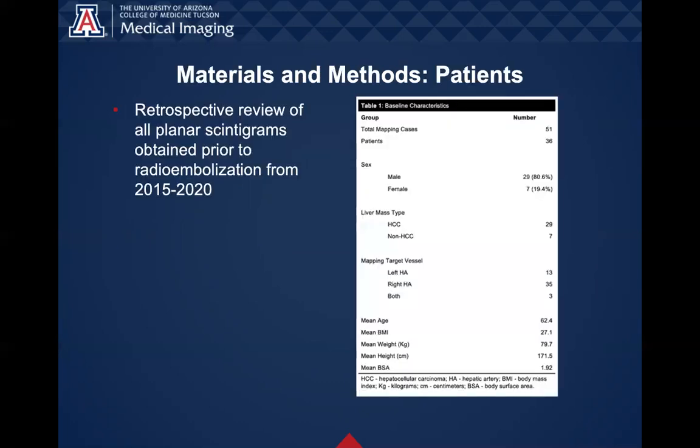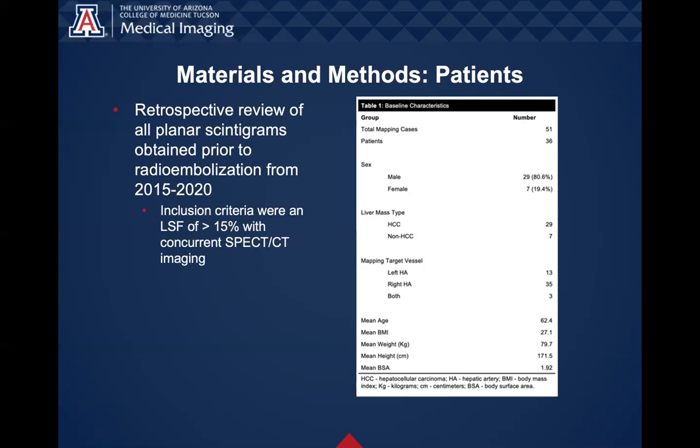We retrospectively reviewed all planar scintigrams obtained prior to radioembolization from 2015 to 2020 at a single institution. We included all cases with a planar lung shunt fraction greater than 15%, and which included concurrent SPECT images. We had a total of 51 cases meeting these criteria, belonging to 36 different patients.